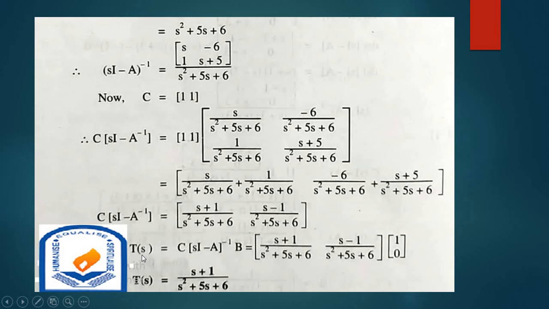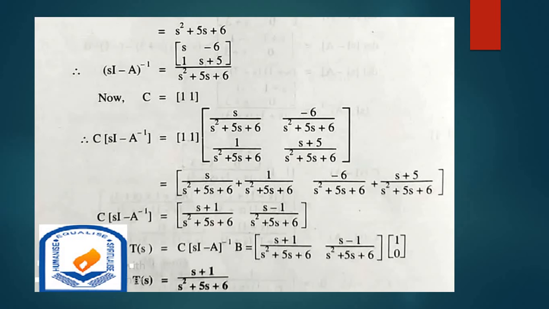Now the total formula for the transfer function is C into (sI − A) inverse, which is already calculated. Now it is B. In the question B is given as [1 0]. So you multiply with this, and you will get the answer (s + 1)/(s² + 5s + 6). Such types of questions can be asked in the exam.